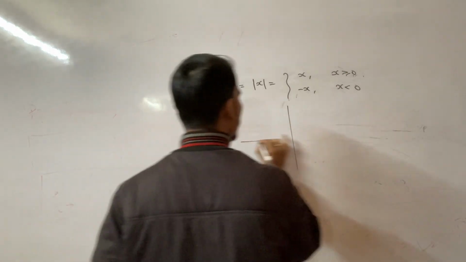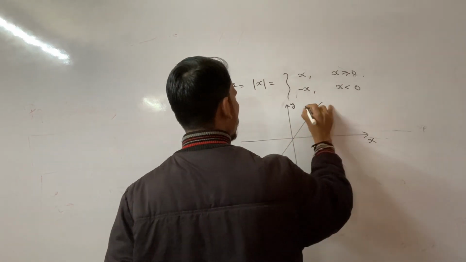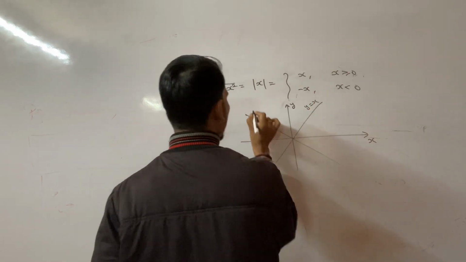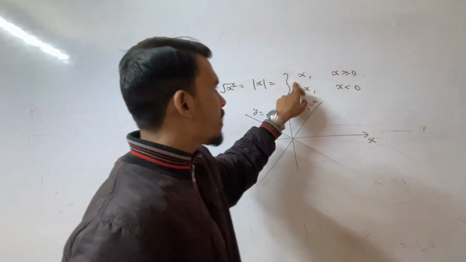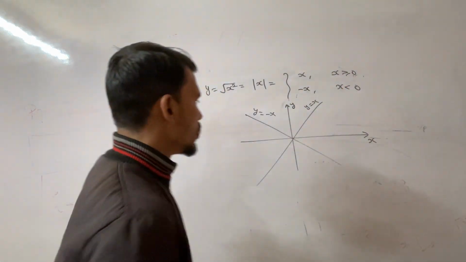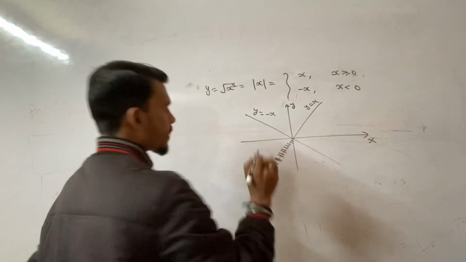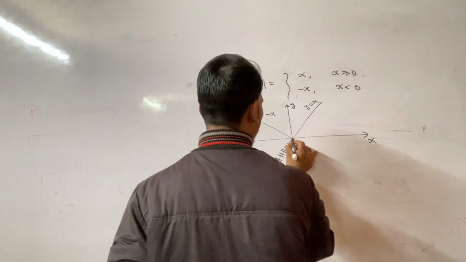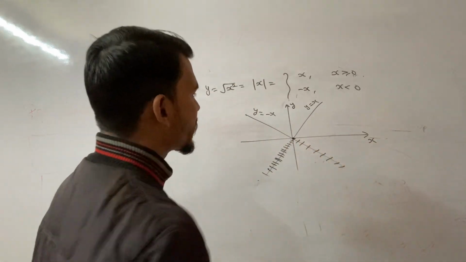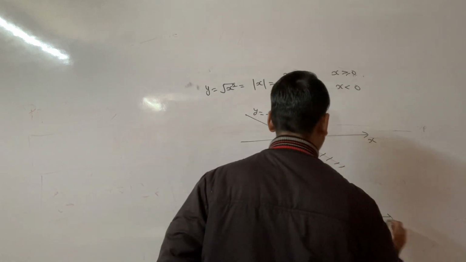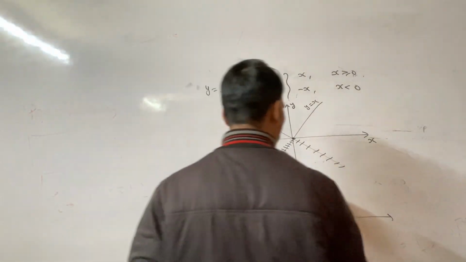Now we can see the graph of modulus function. Y equal to x, and this will be y equal to minus x. According to this definition, we need y equal to x for x greater than equal to 0. So here x is less than 0, so we need to remove this part, and y is equal to minus x for x less than 0, so we need to remove this part. So this complete V-shaped graph will be graph of modulus function.